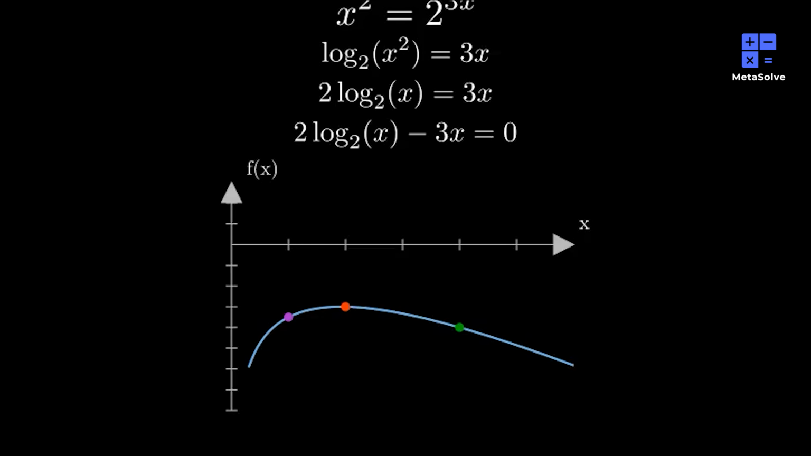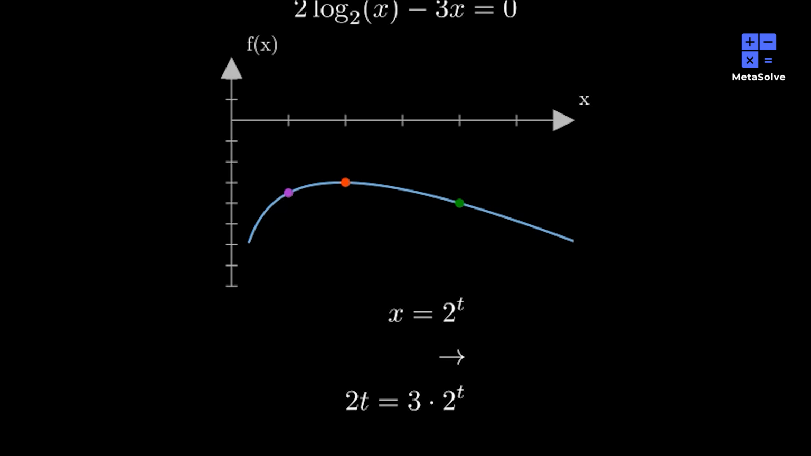Let's try integer values of t. If t is 0, x equals 1. That's not a solution because 2 times 0 minus 3 times 1 is negative 3. If t equals 1, x equals 2, plug in and get 2, minus 3 times 2 is negative 4. If t equals 2, x equals 4. 2 times 2 minus 3 times 4 is 4 minus 12, also negative. But as t increases, 2 to the t increases very quickly, making this negative.